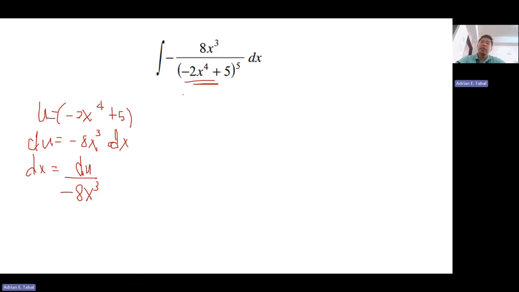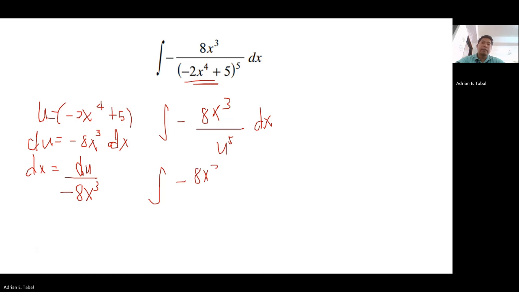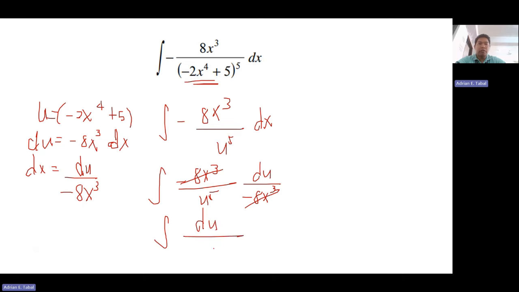Let's go back to our function: the derivative, negative 8x cubed, all over u to the power of 5 dx. So the value of our dx is du over negative 8x cubed. That's the negative integral of 8x cubed over u5 times du over negative 8x cubed. So we cancel out these terms. The remaining is the integral of du over u5.